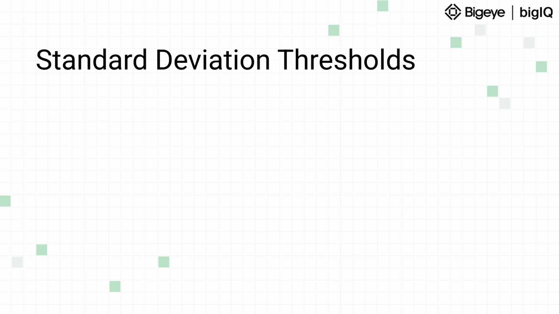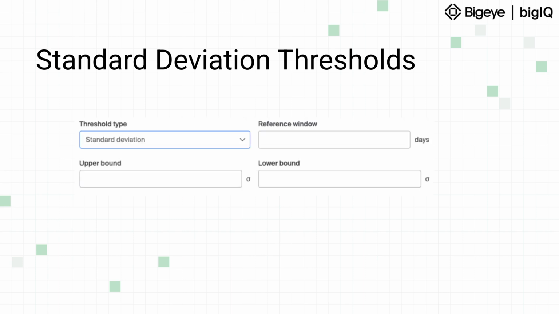Standard deviation thresholds. Use this when you care about how far a value deviates from the recent average. Choose a reference window, say 7 days, and set your upper and lower bounds. bigI will calculate the mean over that window. Then, based on how many standard deviations above or below the mean you've set as your upper and lower bounds, it watches for drift. If your value crosses the line, you will get an alert. Perfect for catching anomalies.